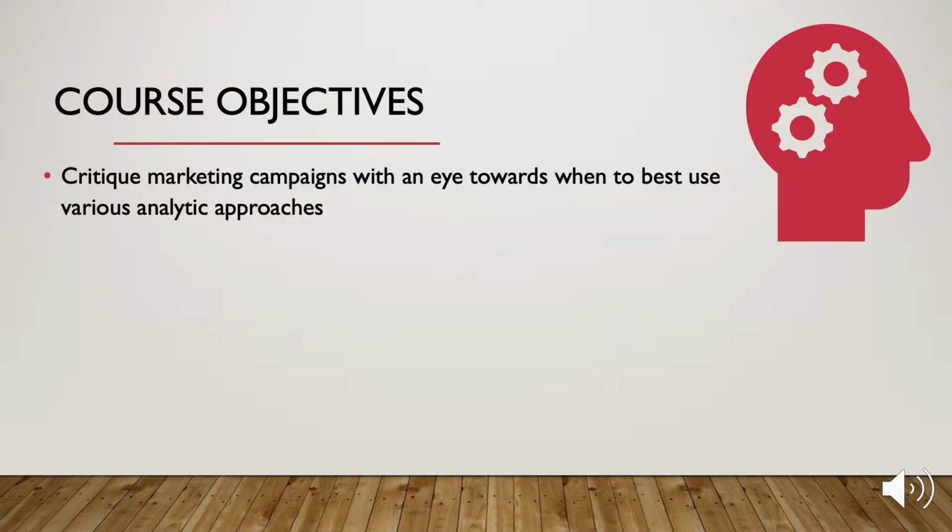The course objectives are as follows. By the end of the course, you should be growing increasingly stronger with critiquing marketing campaigns with an eye on how to best use various analytic approaches. This course builds off of your 100, 200, and 300 level courses you may have taken, and you should think of it as a useful course that will help you prepare for your capstone project required for graduation.